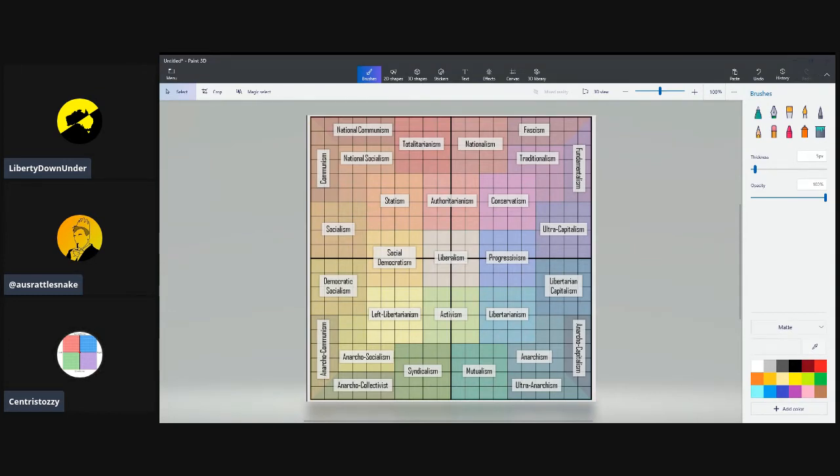In the center, we've got social democracy, liberalism and progressivism. Then on the left again, we've got democratic socialism, left libertarianism, anarcho-socialism, anarcho-collectivism, and at the bottom right, we've got libertarianism, mutualism, anarchism, ultra-anarchism. So that gives people a quick rundown. There's a few different groups there, but what I think we'll do today is just focus on the main ones that everyone knows, because they're obviously what everyone talks about. So yeah.